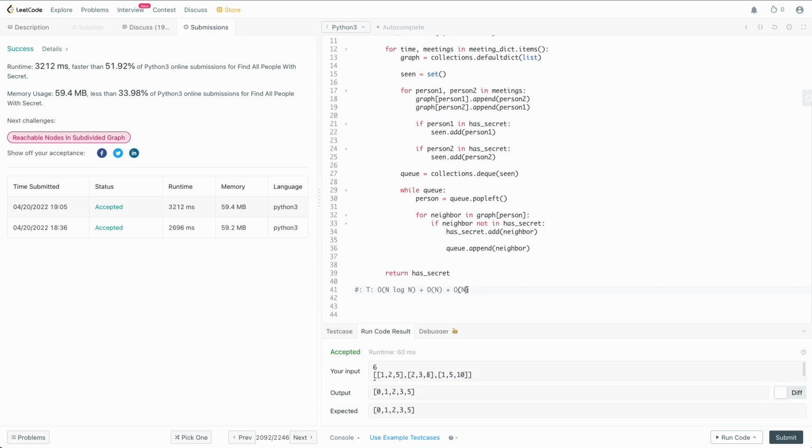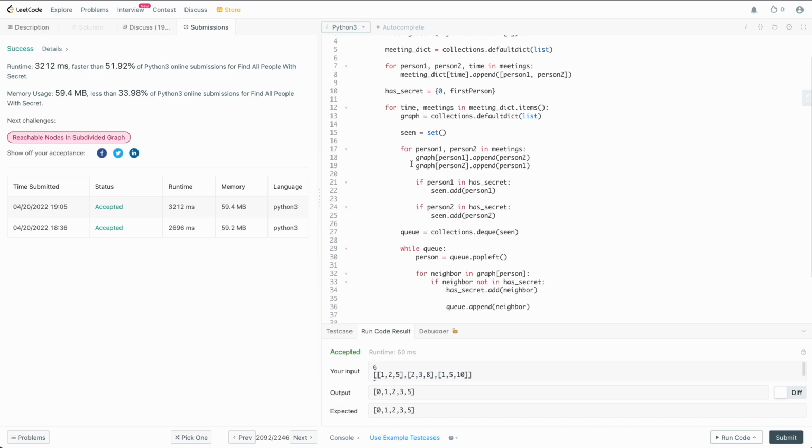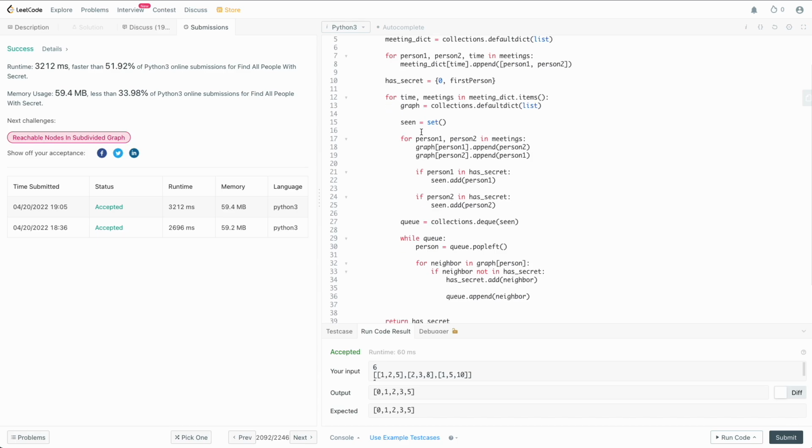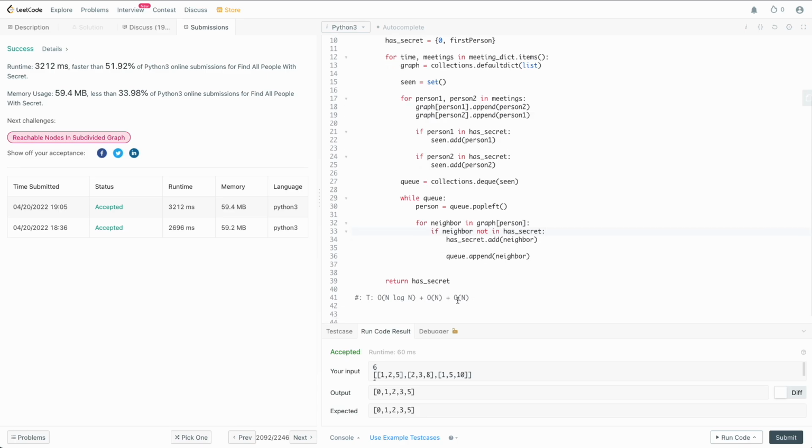It could be n squared. I'm not entirely sure, but from other comments on Leetcode, I think it's big O of n because we do prune the search. People who already have the secret are not added to the queue, so we won't have to do any processing there. So I'm going to say that our runtime complexity is going to be dominated by this n log n here, and that's going to be the actual runtime complexity.